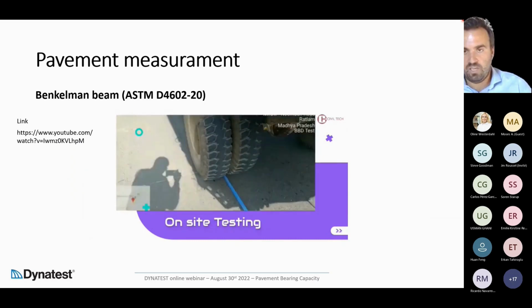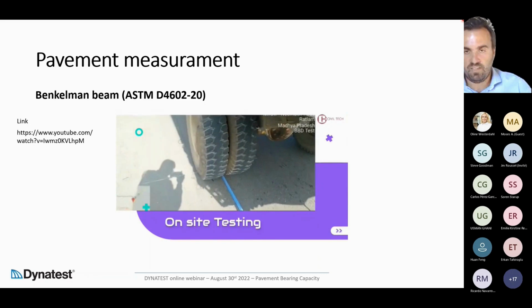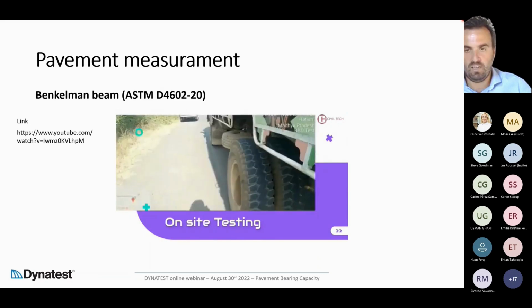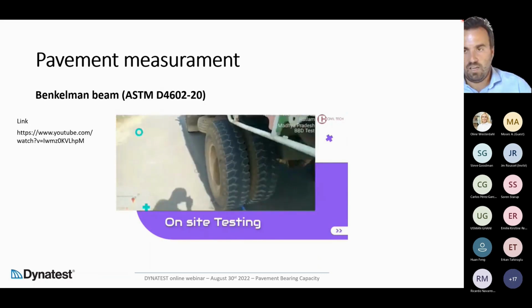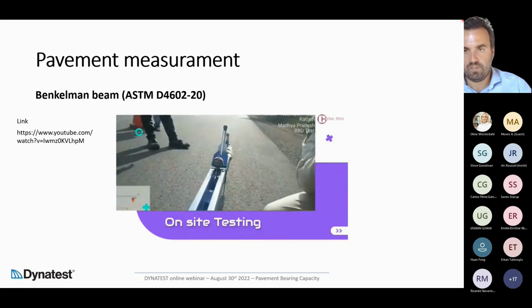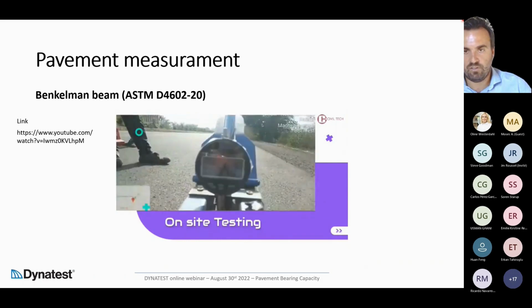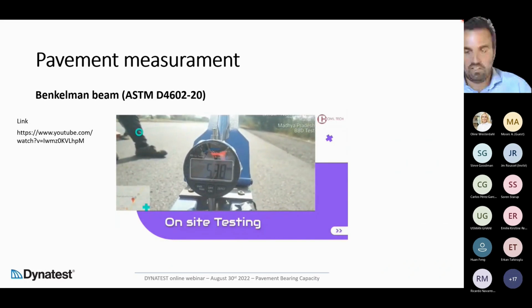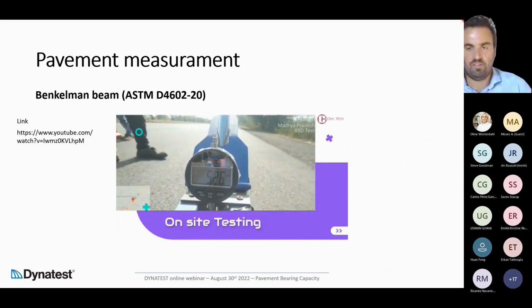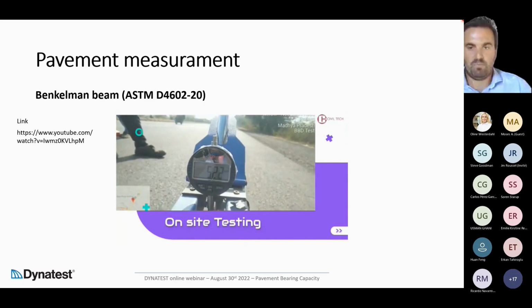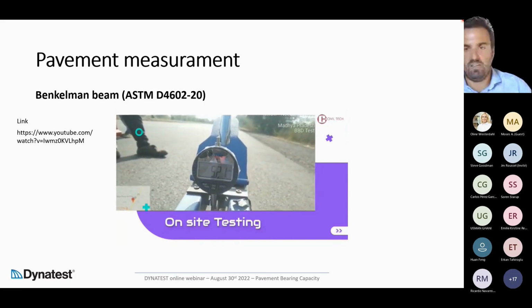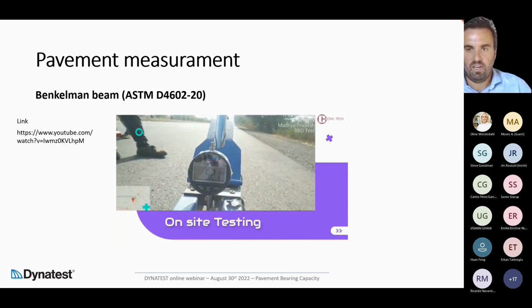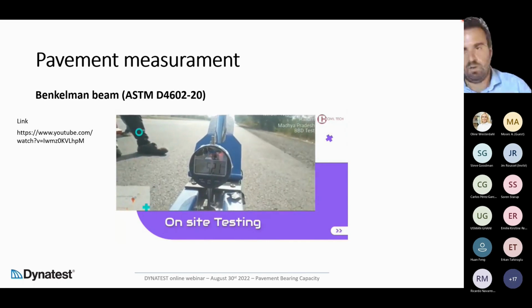So here you can see a video where this test is conducted. In this case, the beam touches the pavement exactly in the middle of the dual axle load. And now we see the measurements of the deflection recorded. And now the truck is moving away and the deflection is going to decrease. So the difference provides the residual deformation of the pavement, assumed for the moduli calculation.